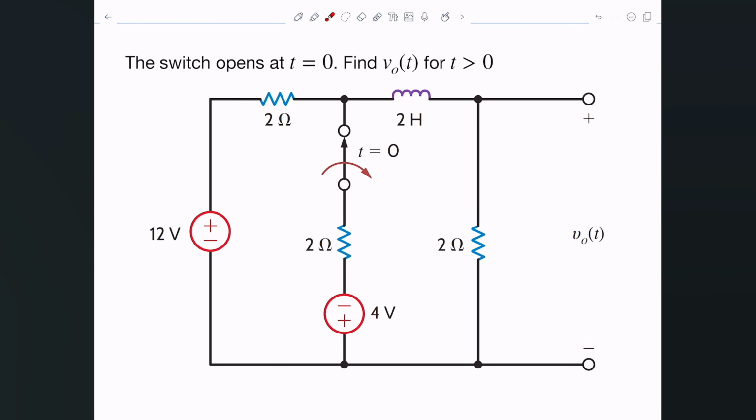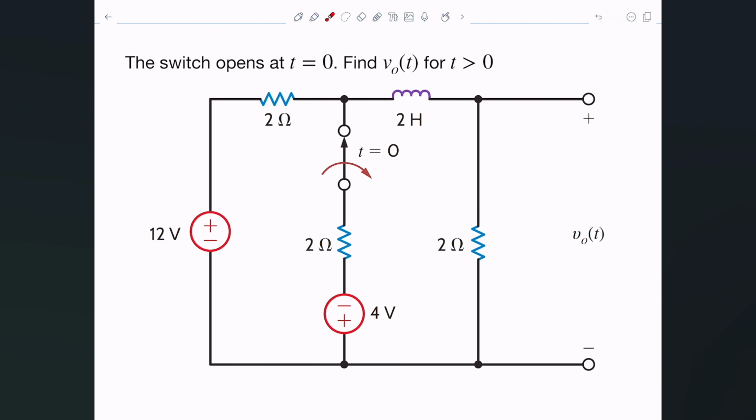In this example, we are given an RL circuit that contains a single inductor, which is a single storage element. So it's a first order transient circuit. And we are told that the switch has been closed for a very long time, and at time t equals 0, we just open it. Pretty much we just remove this branch from the circuit.